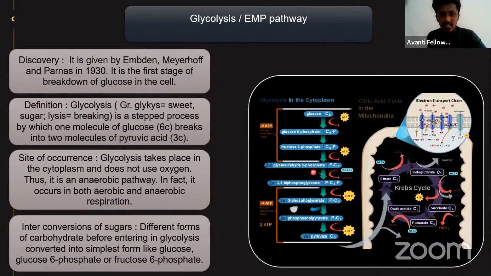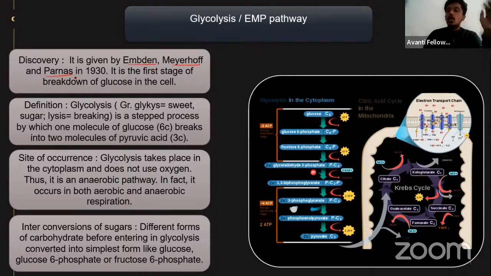Glycolysis is also called the EMP pathway because it was discovered by three scientists: Embden, Meyerhof, and Parnas, in the 1930s. So first, this is how glucose metabolism starts. Okay, glycolysis means glyco means glucose, lysis means breakdown.